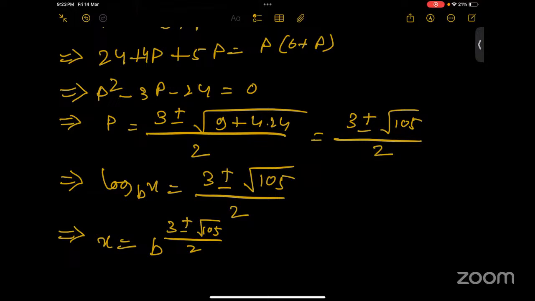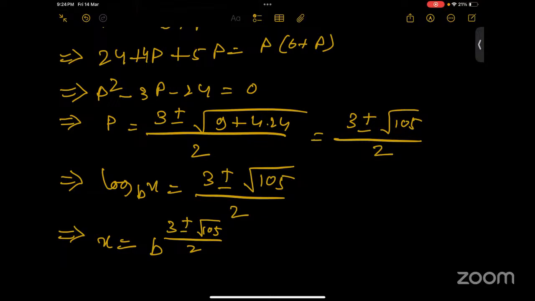But when you say log base b of x, x cannot be a negative number, no? Yes, x cannot be a negative number, correct. So x is b power this, and this is always positive, no? If you take positive, if you take negative, b power something is always positive. If it's a negative value, then it will be 1 by b to the power of the negative value. So naturally, it will become positive only, always.